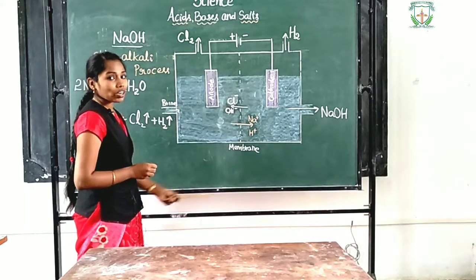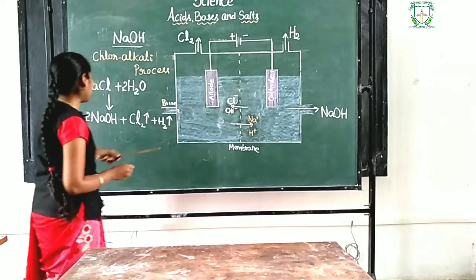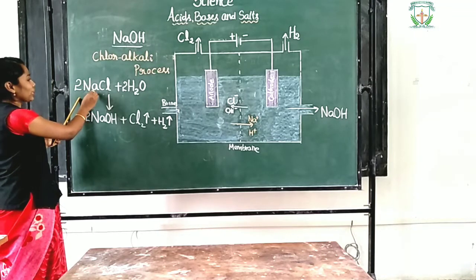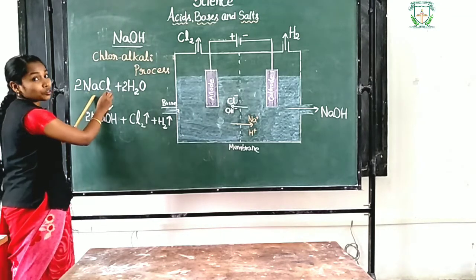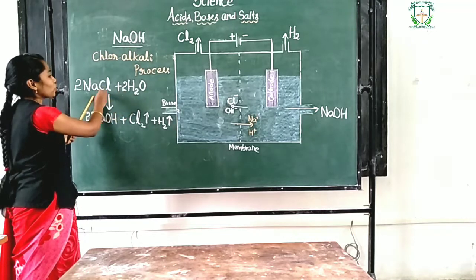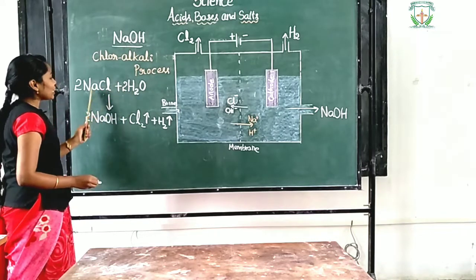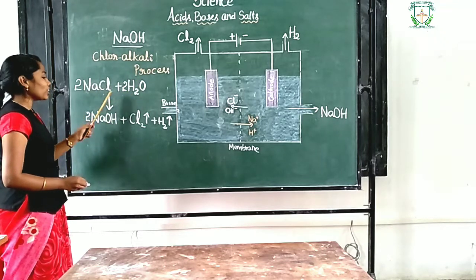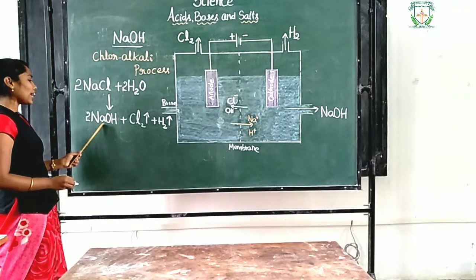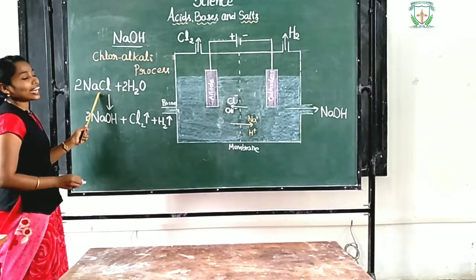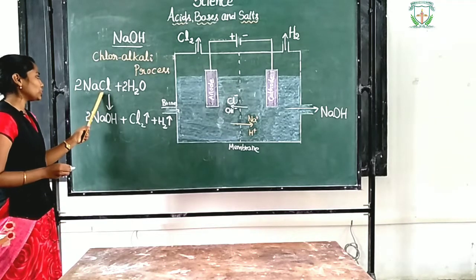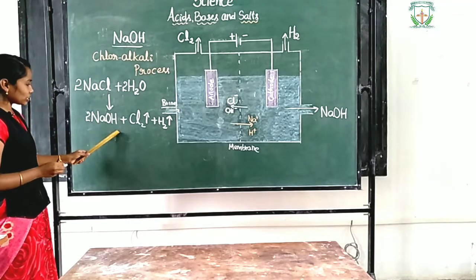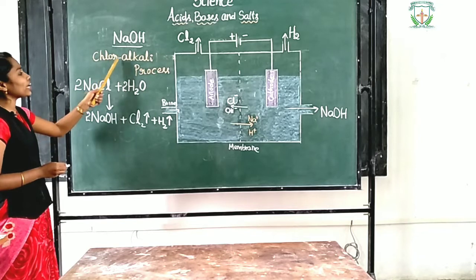So children, the overall reaction can be written as follows. The raw material is sodium chloride, that is NaCl, and we have the aqueous solution, that is sodium chloride in water. So when the electricity is passed through an aqueous solution of sodium chloride, it decomposes as sodium hydroxide, and this process is called the chloralkali process.